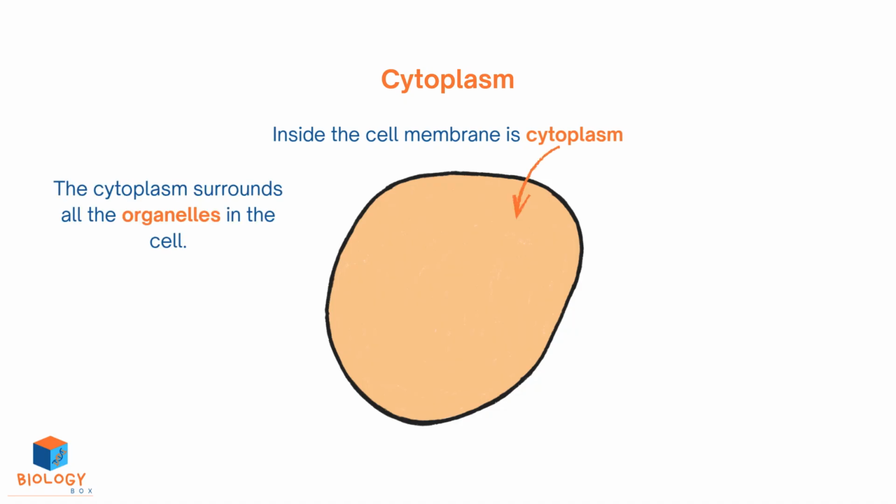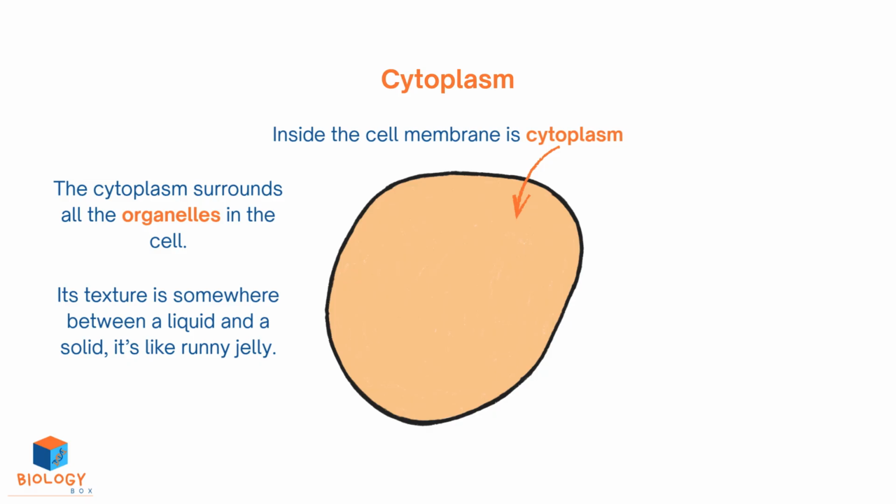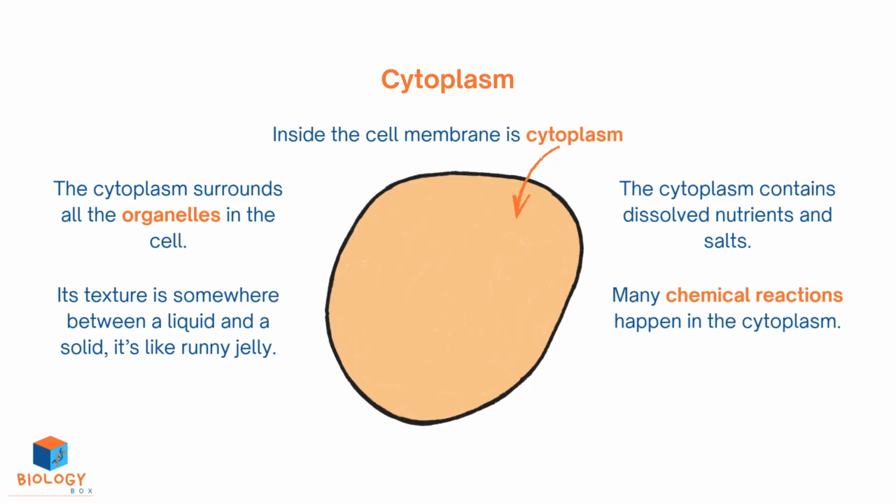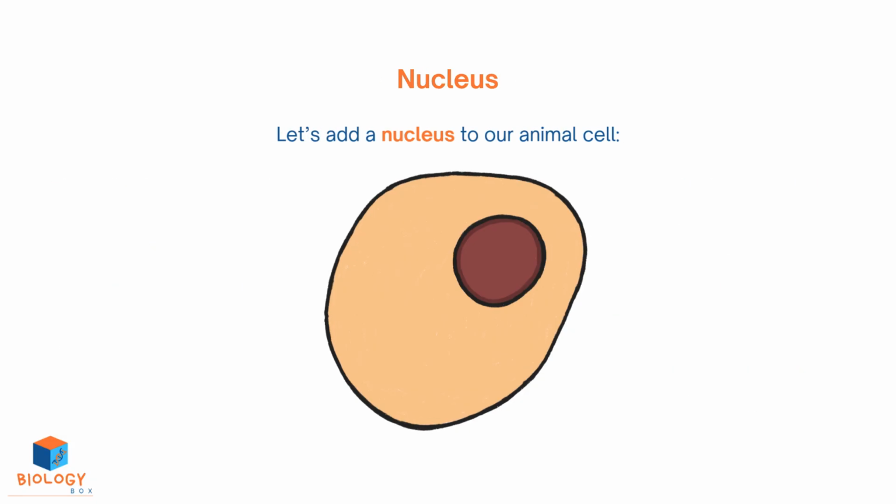The cytoplasm surrounds all the organelles in the cell. Its texture is somewhere between a liquid and a solid. It's like runny jelly. The cytoplasm contains dissolved nutrients and salts. Many chemical reactions happen in the cytoplasm. Enzymes control these reactions. Let's add a nucleus to our animal cell.